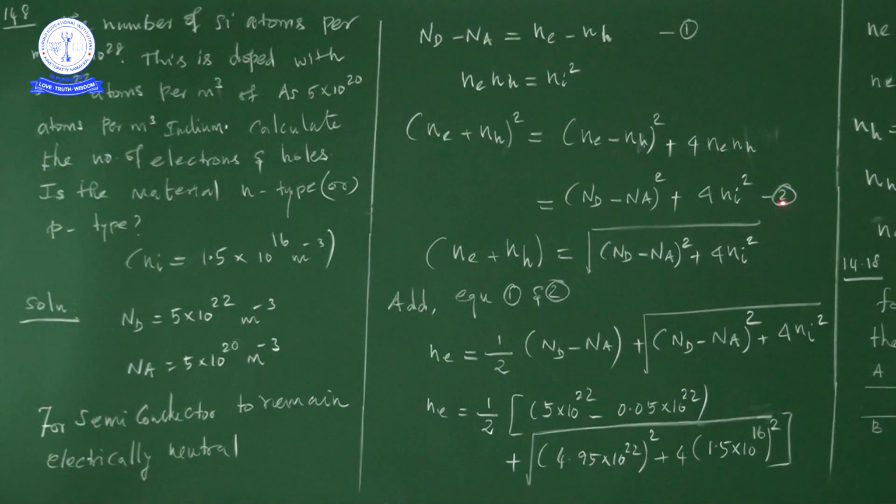Then we have equations 1 and 2. By adding equations 1 and 2 we get the result, so here we can add equations 1 and 2.